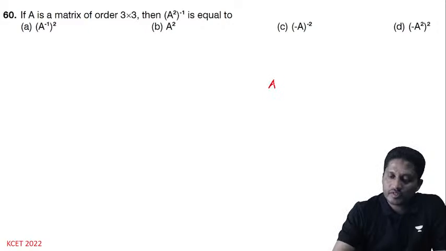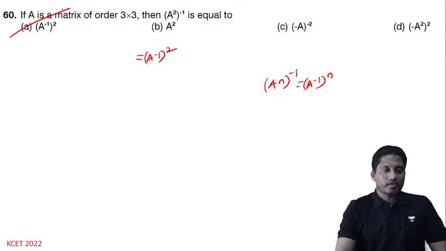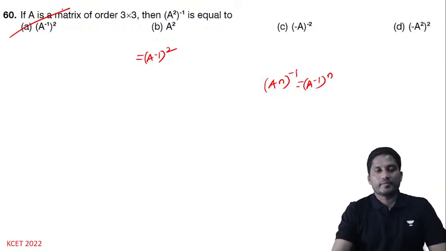Okay, last question, question number 60. See, when you have a square a power n whole inverse, this is same as a inverse power n. This can be written as a inverse whole square. Answer is option A. So we are done with all from KCET 2014 paper to 2022. Total 10 papers are there, guys.